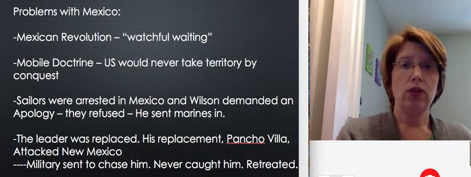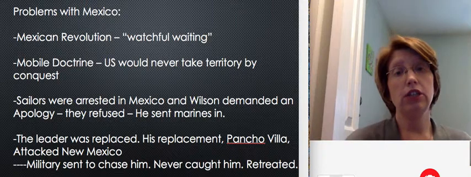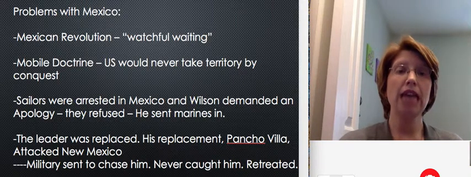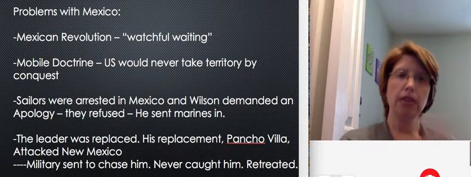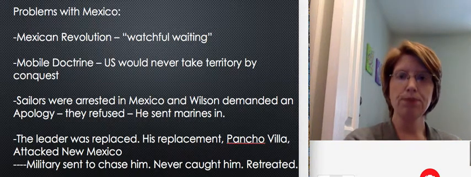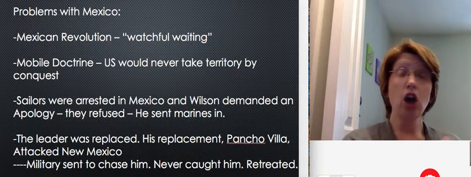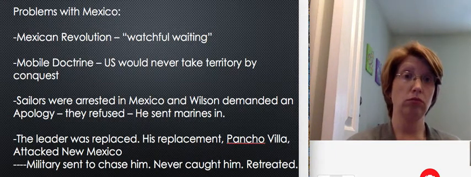So the leader, this revolutionary leader, was named Pancho Villa. Pancho Villa comes in, kicks out the previous guy, and then leads armies in to attack New Mexico.